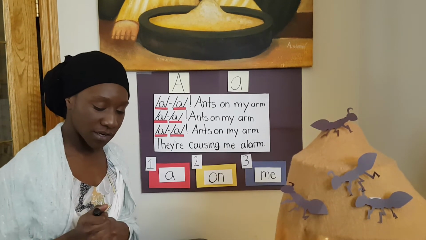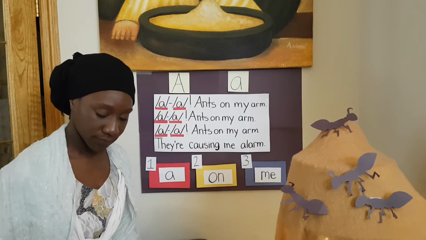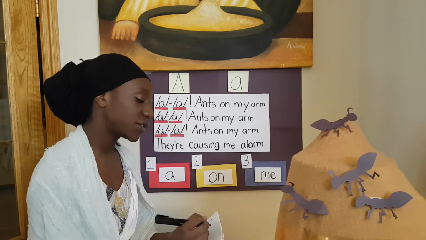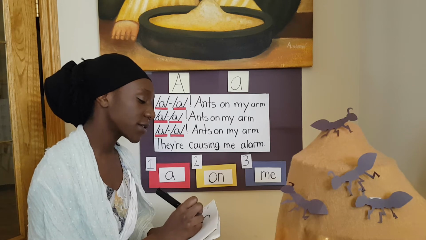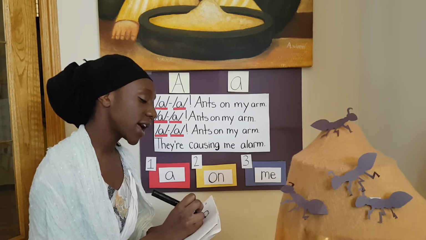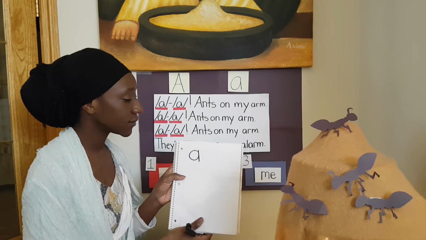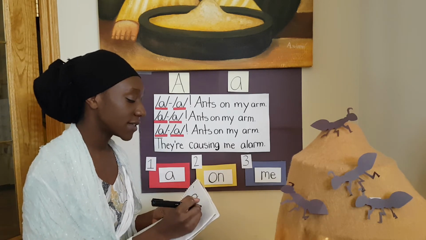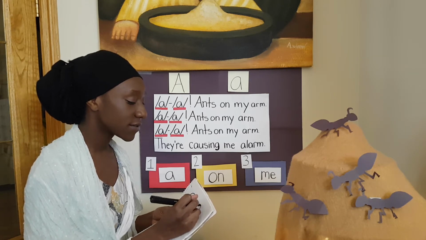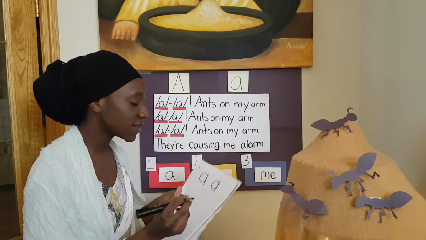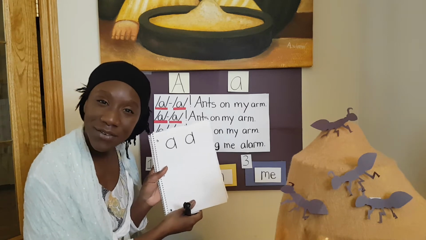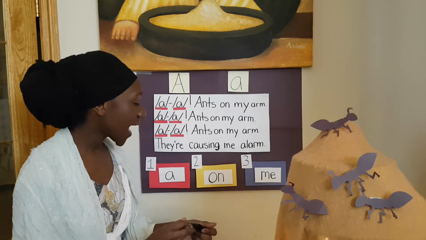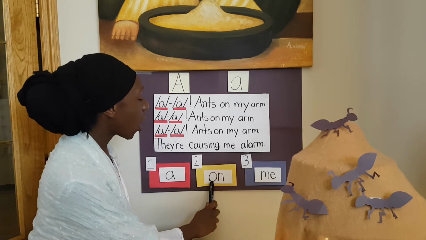So I'm going to use my notebook and this marker to write the word A. So I have to start with a little circle and a line at the side that's touching. Great, and let's do it one more time. Make a little circle and a line at the side that is touching. Wonderful. Let's move on to the next word, and that word is on.